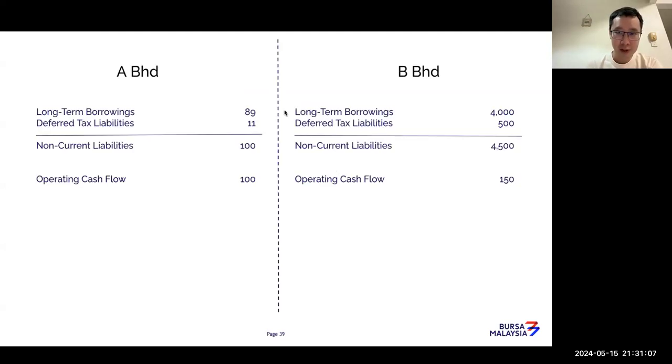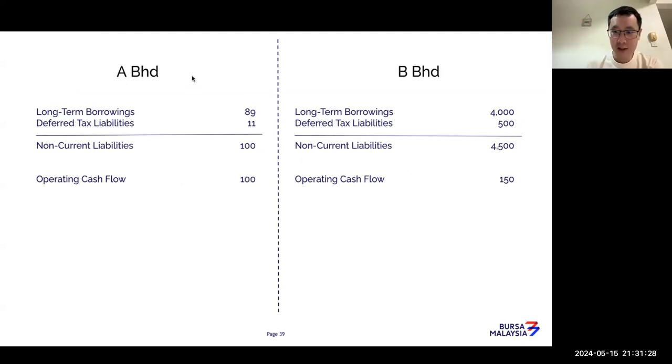Okay, so now we do the A/B testing. We have A, we have B. For A, we have non-current liability. Here is 100. Operating cash flow 100. So within 1 year it can settle the debt. That is what it means.